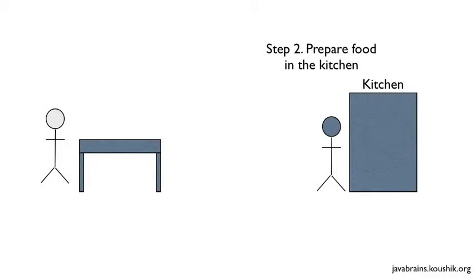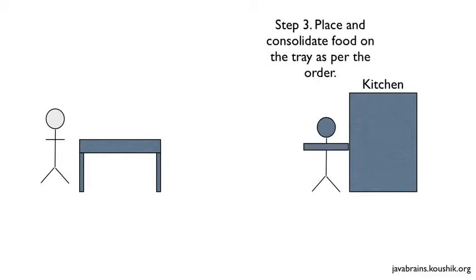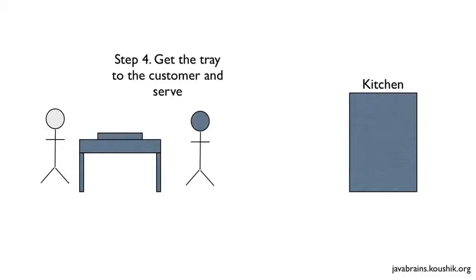So he cooks the food, and then when the food is completely cooked, he places and consolidates the food on the tray as per the order. There could be different elements of food that an order comprises of, so there is a step involved in placing the food in the right manner. That would be the third step. And then finally, the fourth step is to get the tray to the customer and serve the food. So these are the four basic steps that our stickman has to do to serve any customer to the restaurant.